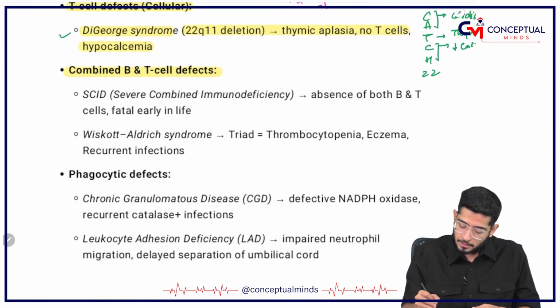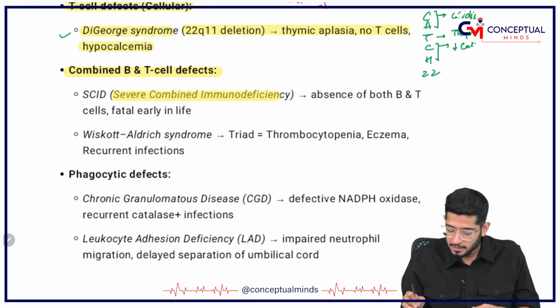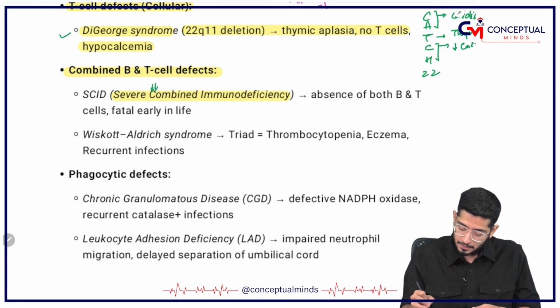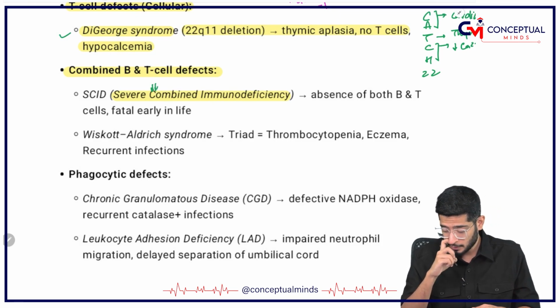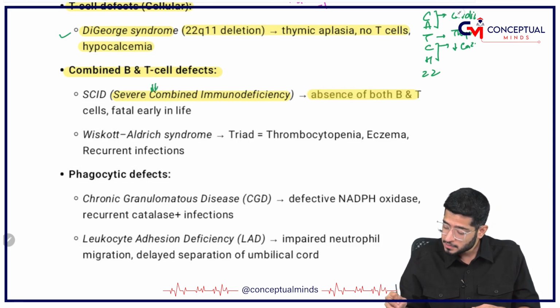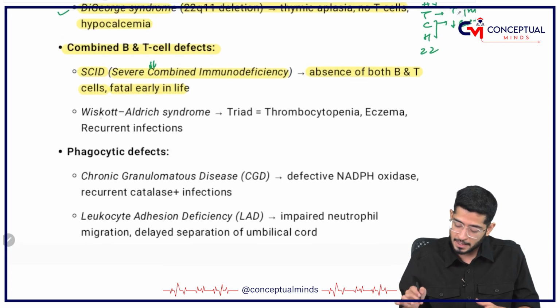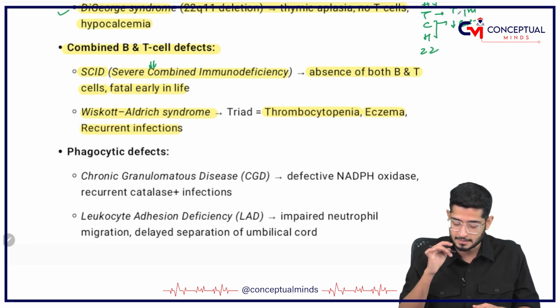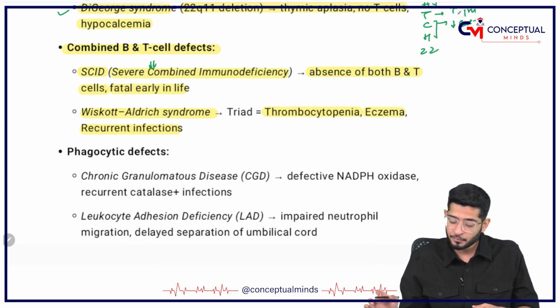Then coming on to combined. Severe combined immunodeficiency means that both of these are combined. B cell and T cell, both of them are responsible. So there is absence of both B and T cells. Of course, it's going to be fatal very early. And then you have Wiskott-Aldrich syndrome. There is a triad of thrombocytopenia, eczema and recurrent infections.